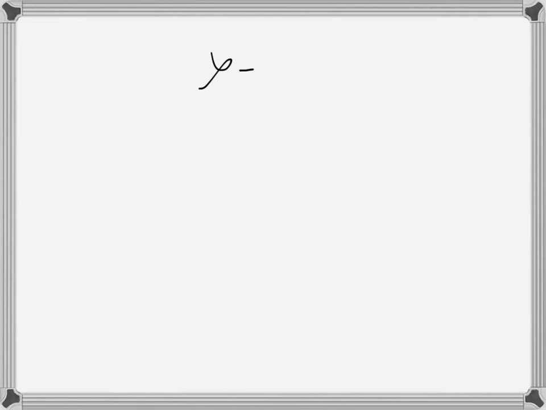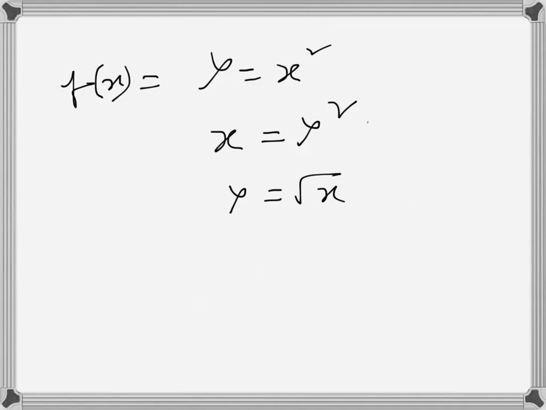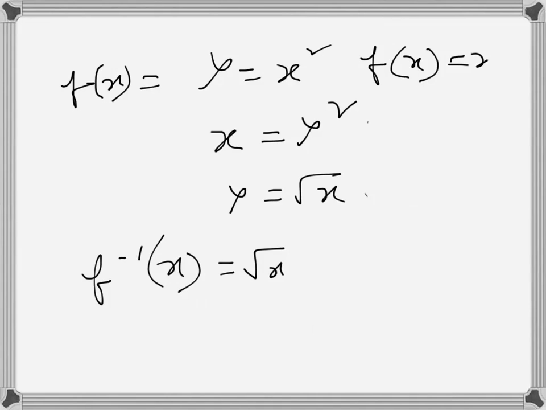Let's say y is equal to x squared, and this is f(x), the function of x. Now we want to find the inverse function, so we swap x with y, and it becomes like that. So y is equal to root x, and so f⁻¹(x) is the square root of x, while f(x) is x squared.